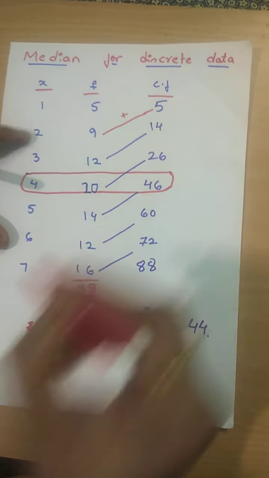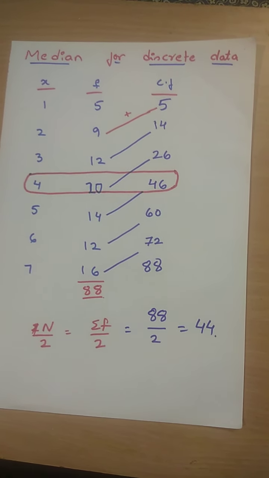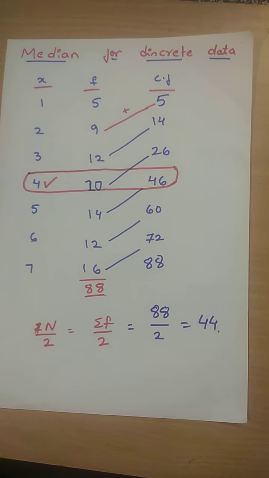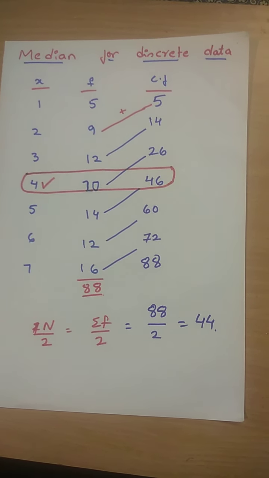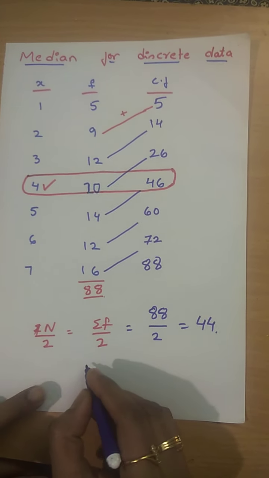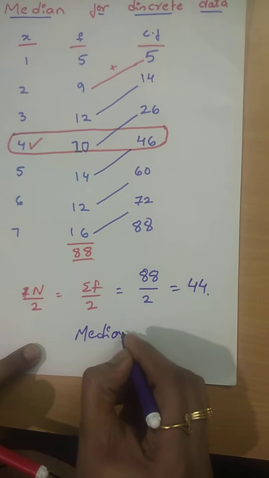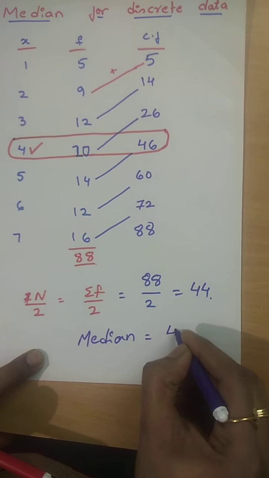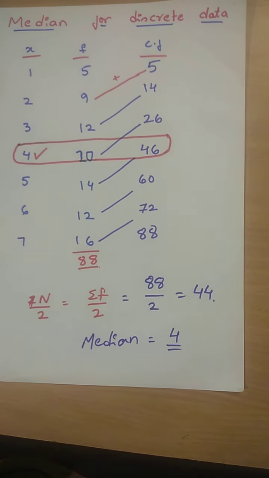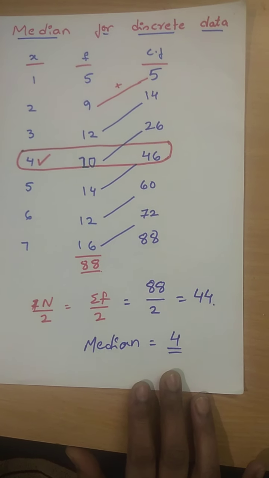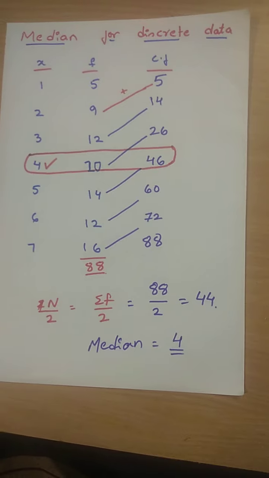This is the median class and this is our median. So the median of this discrete data is 4. So in this class I have explained about median of discrete data and median of individual data.